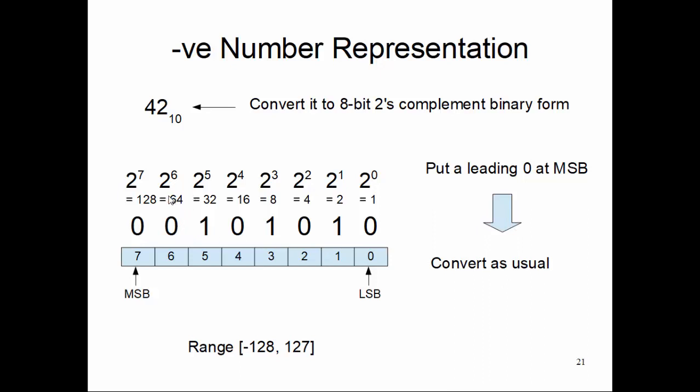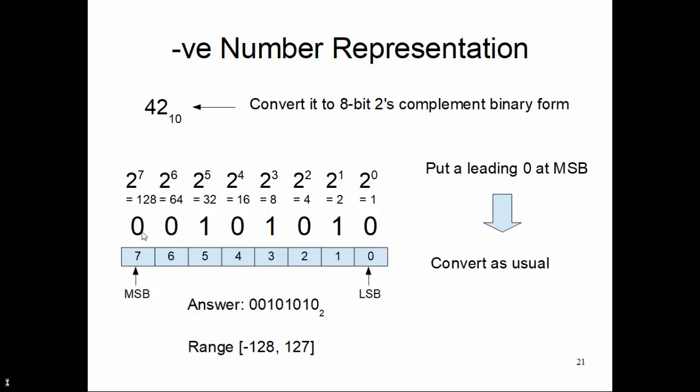We just look at each decimal position: if it is more than the given value, put a 0, then go next. If it is less, we put a 1, then subtract that. 42 minus 32 is 10, then next is 16, it's greater than 10, put a 0. 8 is less than 10, so I put a 1, subtract, and that becomes 2. 4 is greater than 2, we put a 0, 2 is equal, we put a 1 there, subtraction is 0, and the rest of the bits are 0. So you convert as usual by putting a leading 0.